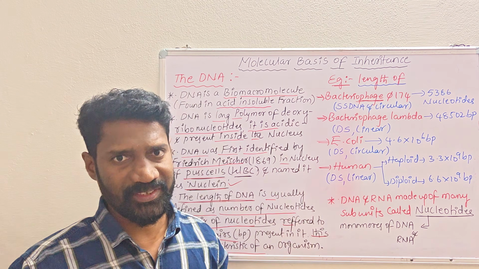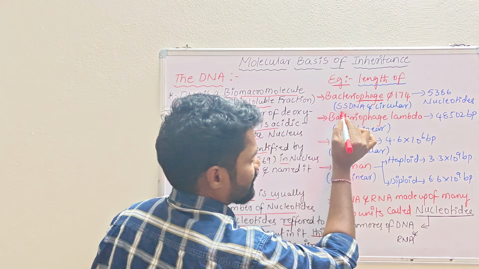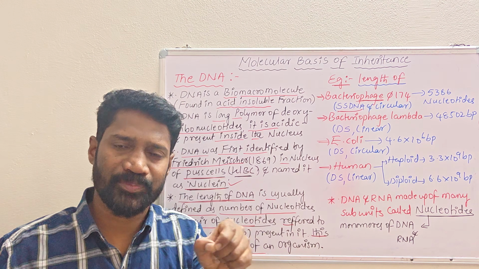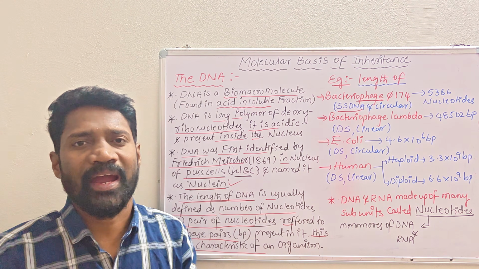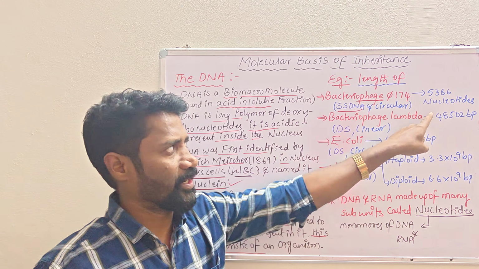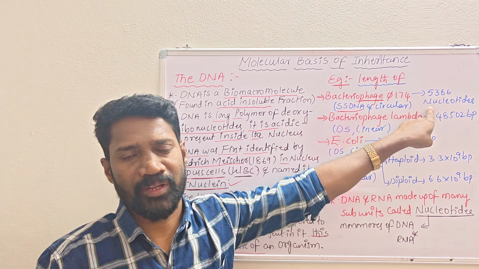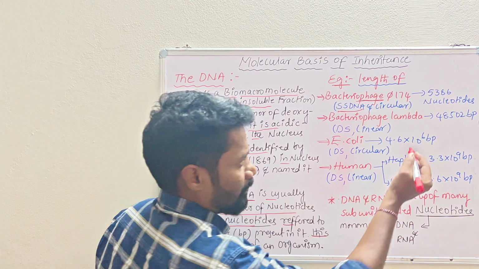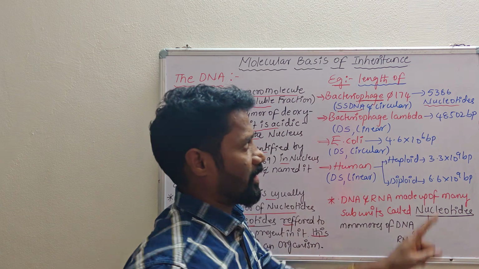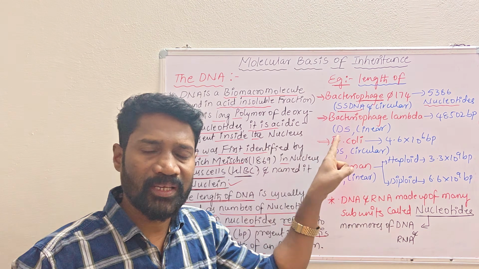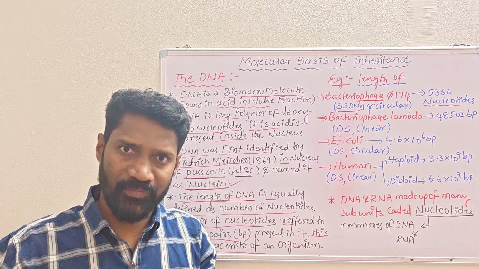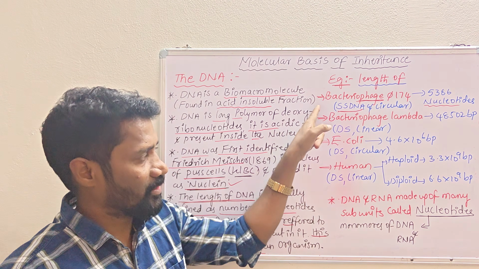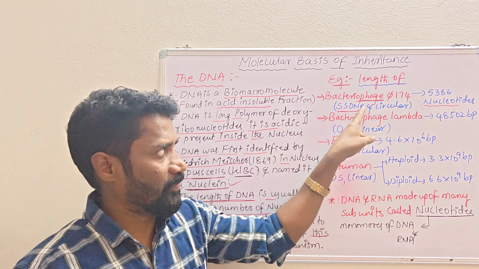Here we are saying nucleotides, but not nucleotide pairs, not base pairs. What is the reason behind this? Because here the DNA is single stranded. Whenever single stranded DNA is present, we define the length of the DNA in the number of nucleotides, but not in the number of nucleotide pairs or base pairs. Whenever simply nucleotides is given, that should be which type of DNA? Single stranded DNA.